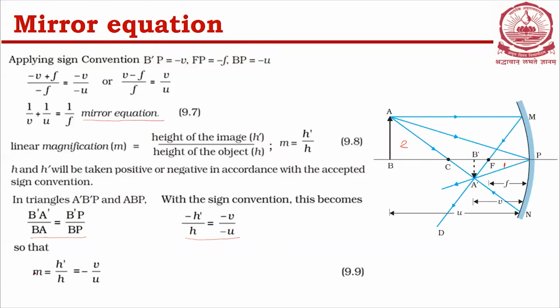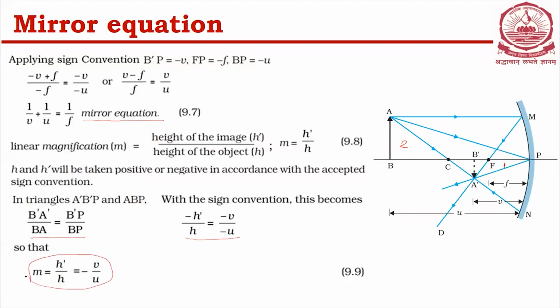So M should be equal to the height of the image divided by the height of the object. This comes according to the sign convention. You can see h dash by h is equal to minus v by u. So this is your magnification, and this is called linear magnification.